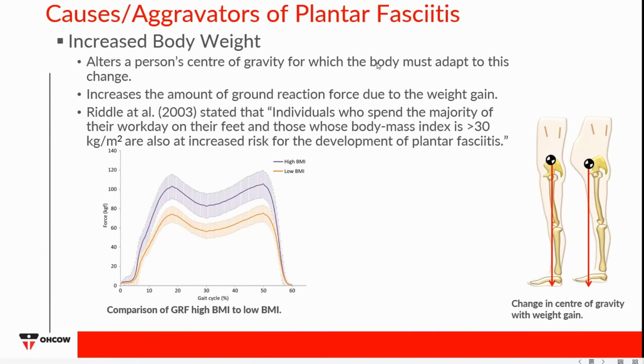Riddle in 2003 stated that people who spend the majority of their workday on their feet and whose body mass index is greater than 30 are at an increased risk of the development of plantar fasciitis. In the graph in the lower left, you can see a comparison of someone with a higher BMI compared to a lower BMI. So that does have a huge effect on how much weight we're hitting the ground with.